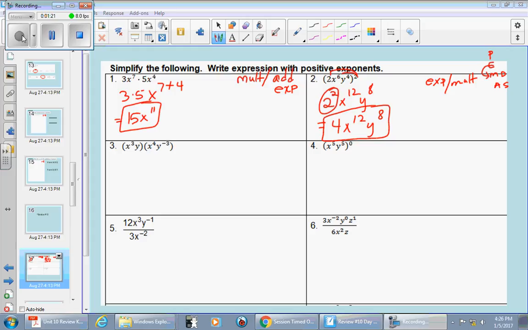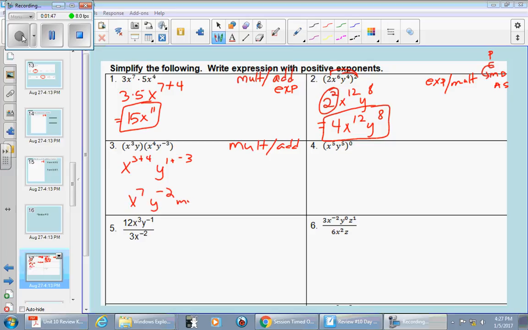Number 3, it's multiply, and there's no number, so we won't do any multiplying on this one. We're going to add exponents. And I see some negatives, so we might need to move negatives. So this is x to the 3 plus 4, y to the 1 plus negative 3, which is x to the 7, y to the negative 2.